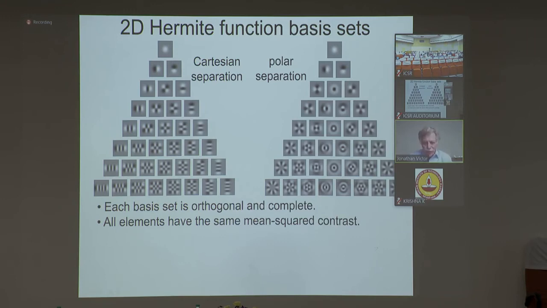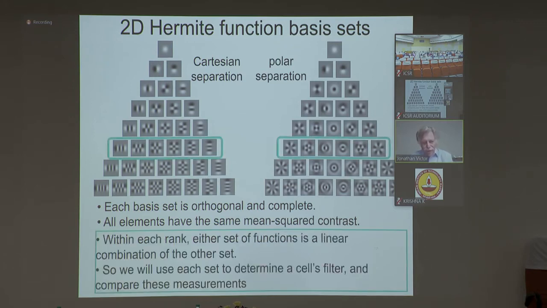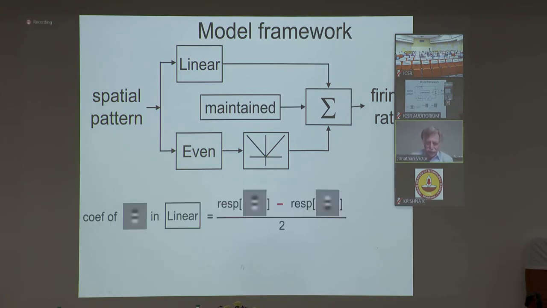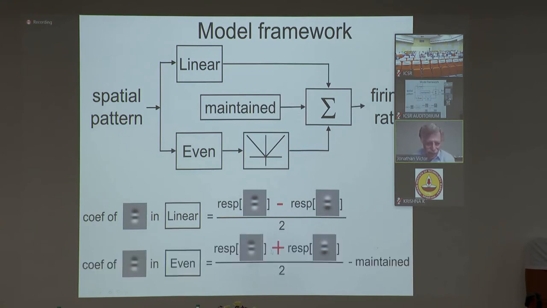So one would expect that for neurons that have some kind of gain control, that gain control would be neutralized across these two sets. So our idea was to use these two different basis sets, which have very different visual appearances, to map the filter functions, the effective filter functions of neurons, with the idea that we should get the same results if the whole idea of filter followed by nonlinearity is even approximately right. So our model framework was that neurons had a linear component and an on-off component, and that we could extract each of these by reverse correlating against these Hermite functions as diagrammed here.